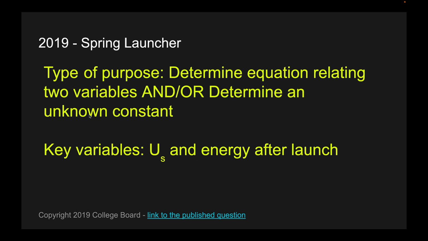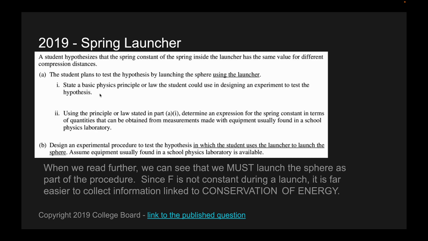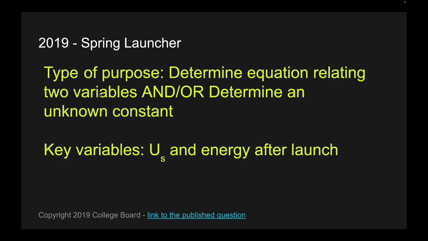So why did I say have 2 purposes? Well, clearly they want us to come up with a way of finding k, but we're also testing whether k is constant. So determining equation relating 2 variables, that is checking out the type of equation, whether it's linear or if k isn't constant, it won't be linear.